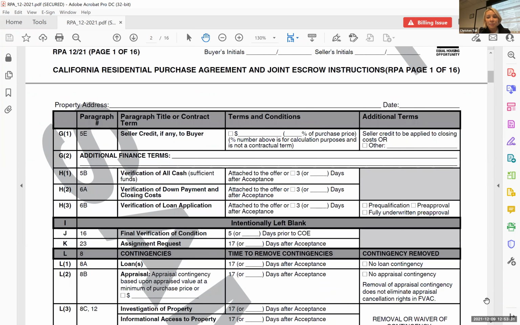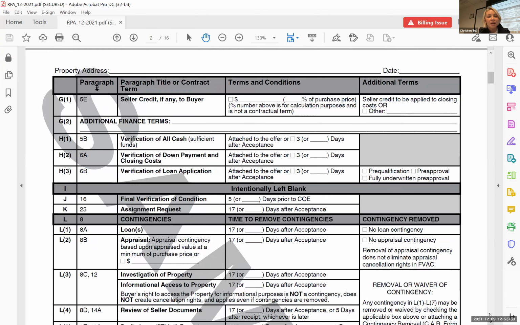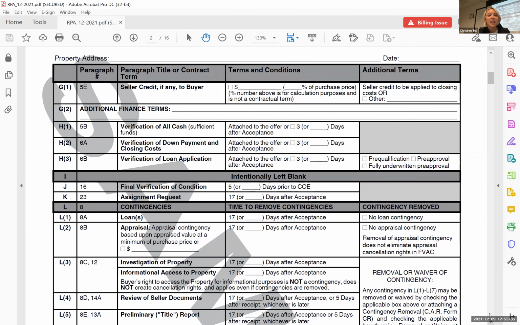All right, page 2, here we are. 5E, seller credit, if any, to buyer. It's not very customary in our market to pre-negotiate credits through an initial offer. Does it happen? Yes. It's very common in other states, and out-of-state buyers come in and say, so the seller is going to give me a credit for my closing costs. No, honey, I'm really sorry, they're really not. Let's focus on getting you the property because there are 30 other buyers who wrote an offer too.